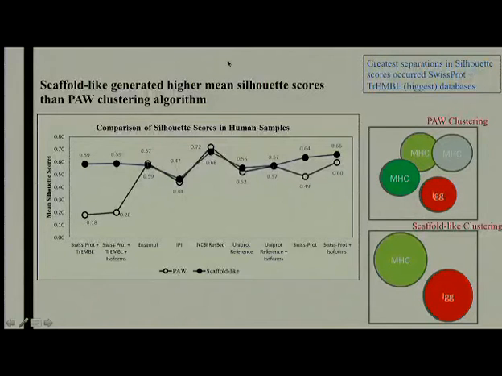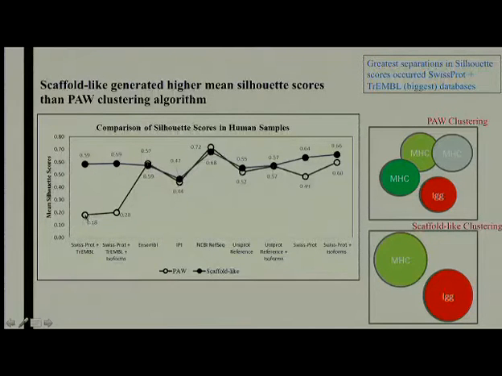So what we found was that the Scaffold-like algorithm generated slightly higher mean silhouette scores than the PAW clustering algorithm. The mean silhouette score for the Scaffold-like algorithm across all databases was 0.59 compared to about 0.48 for PAW. They're both reasonably high values, indicating that these clusters are tightly grouped. The figure here shows the comparison of the silhouette scores in human samples. The black dots indicate the silhouette scores for the Scaffold-like algorithm, and the white are for PAW. The silhouette scores are pretty similar across all databases except for the largest databases, like the SwissProt and the TrEMBL and the SwissProt isoforms.